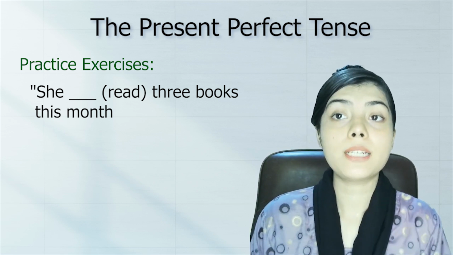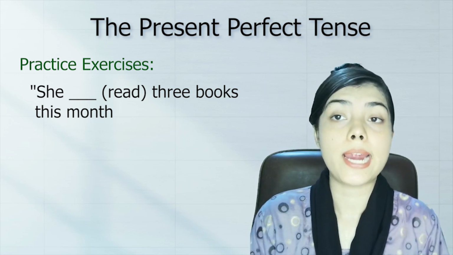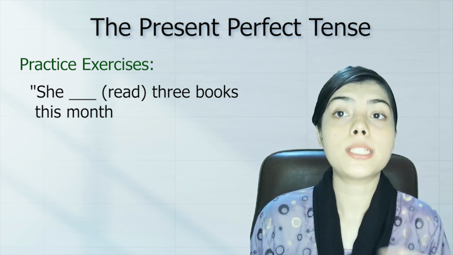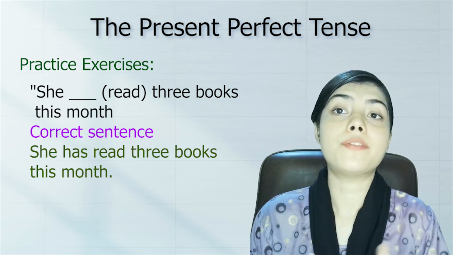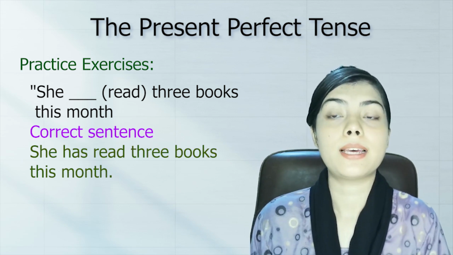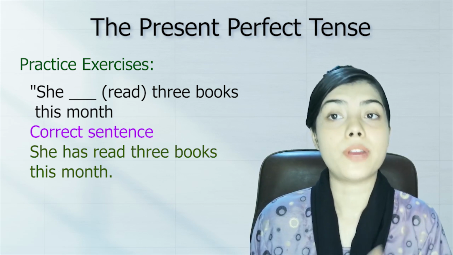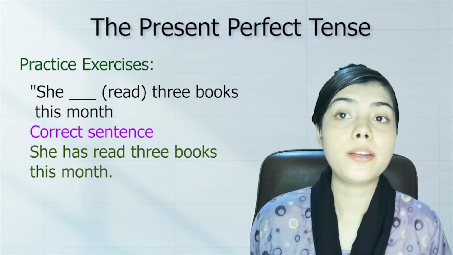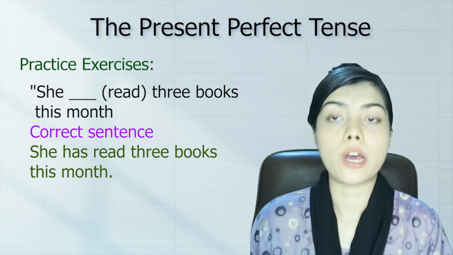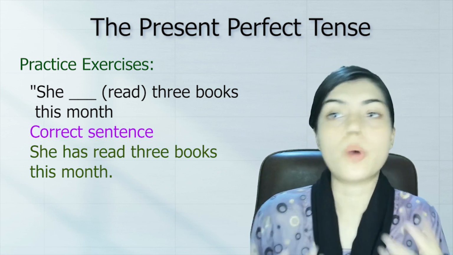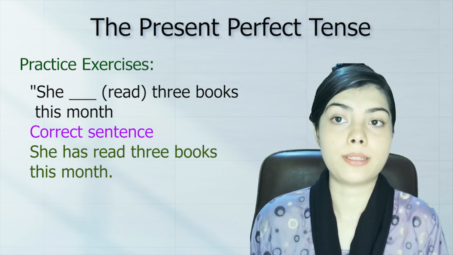Remember, the present perfect connects the past and the present, often without specifying exactly when the action occurred. She has read 3 books this month. In this case, has read tells us that she started reading at some point in the past, and the action is relevant now because it is about what she has accomplished this month.